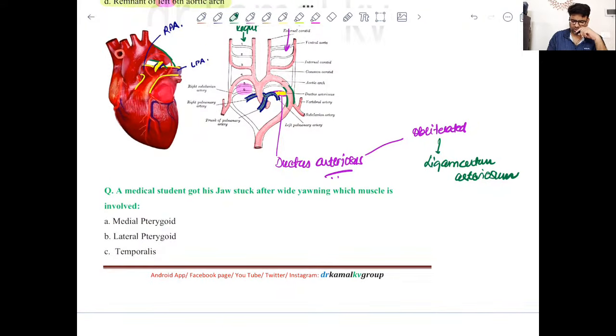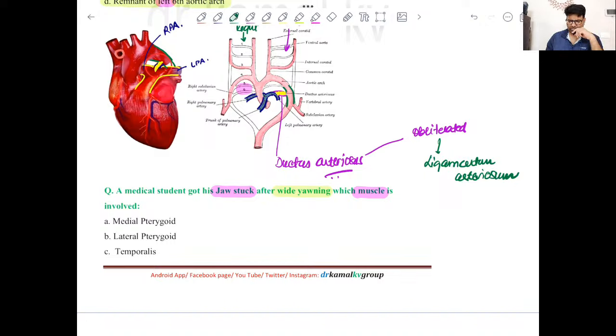Now the next question was about a patient who had wide yawning, and after that his jaw got stuck. So which muscle is involved here? This is again a very basic concept, but it has been framed into a clinical question. So let me see if someone can answer that. Yes, somebody would like to answer this? Very good, Varun, very good.